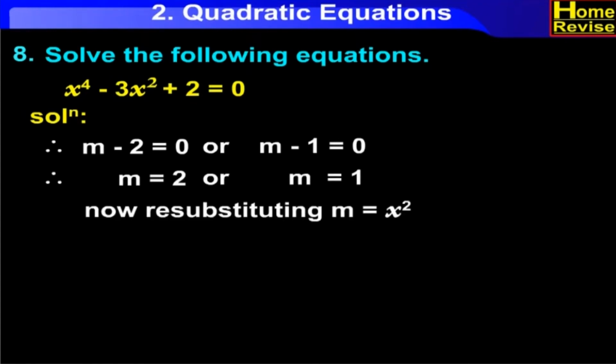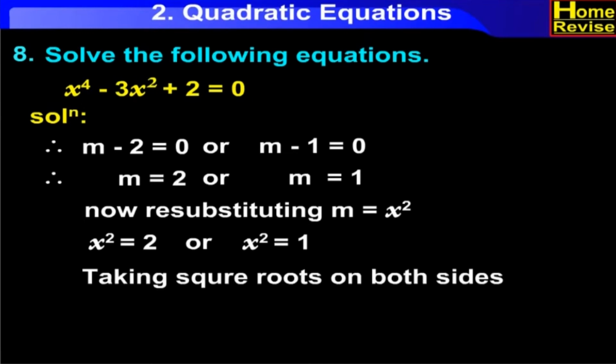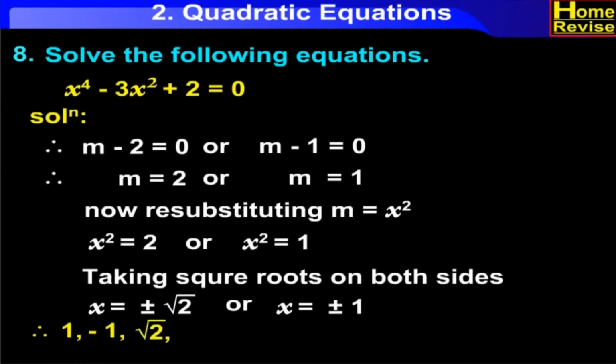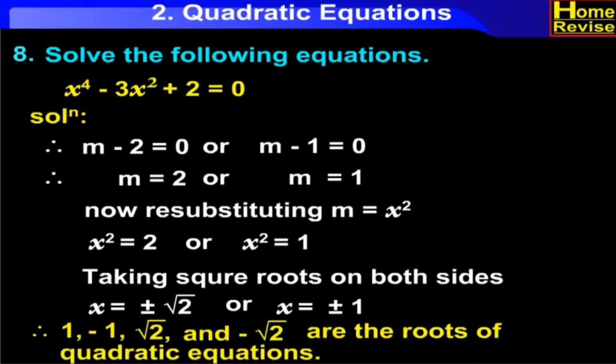Now, resubstituting m is equal to x square, we get x square is equal to 2 or x square is equal to 1. Taking square roots on both sides, we get x is equal to plus or minus root 2 or x is equal to plus or minus 1. Therefore, 1, minus 1, root 2 and minus root 2 are the roots of the quadratic equation.